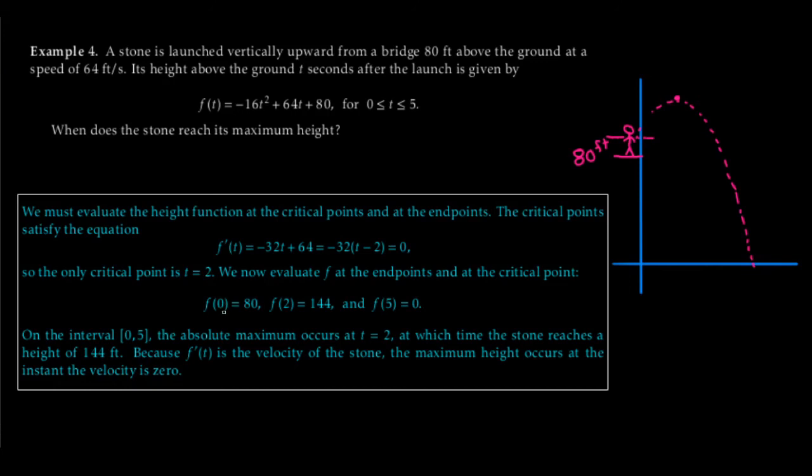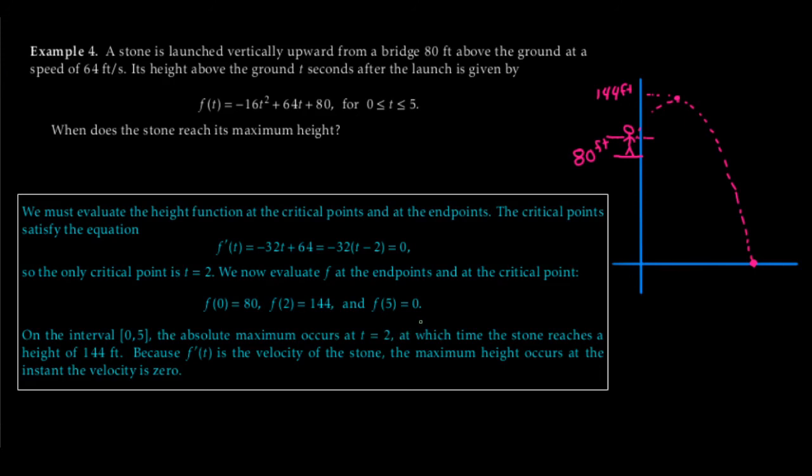So, f of 0 is 80, which is exactly what we expected. F of 2 is 144. This picture is not exactly to scale. So that's 144 feet. And at 5 seconds, we hit the ground. So, on the interval from 0 to 5, including the endpoints, the absolute maximum of the height function occurs at t equals 2, at which time the stone reaches a height of 144 feet.